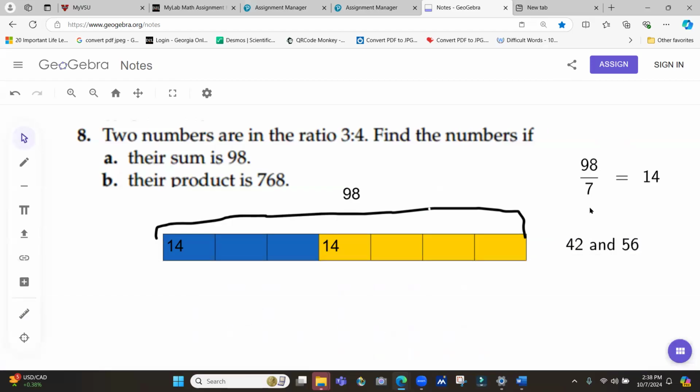Now, if you check the ratio, if you divide 42 by 14, you'll get 3. If you divide 56 by 14, you will get 4. So the ratio holds. And when you add them, 40 plus 50 is 90, 2 plus 6 is 8, so 98. So I'm happy. This is correct.